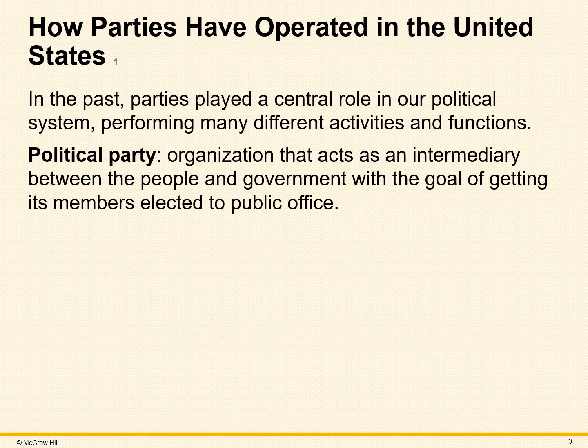How parties have operated in the United States. In the past, political parties played a central role in our political system, performing many different activities and functions. A political party is an organization that acts as an intermediary between the people and the government with the goal of getting its members elected to office.